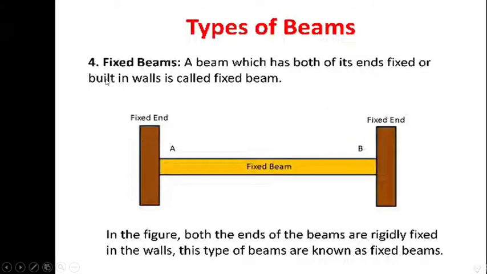Fourth one, fixed beam. That is very simple. You can see the diagram. Two ends are supported, sorry, two ends are fixed. That is called a fixed beam. The actual definition: a beam which has both of its ends fixed or built into a wall is called a fixed beam. The simple definition: both ends are fixed.